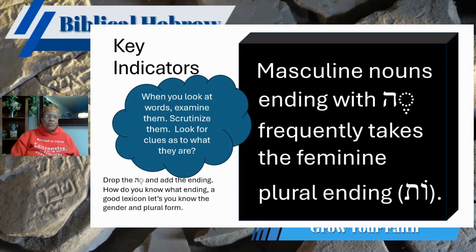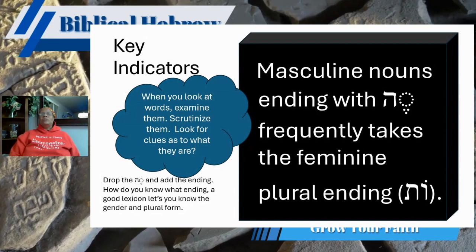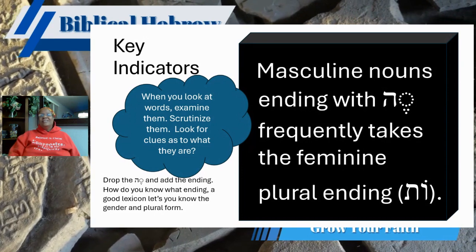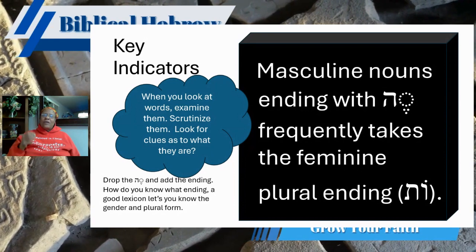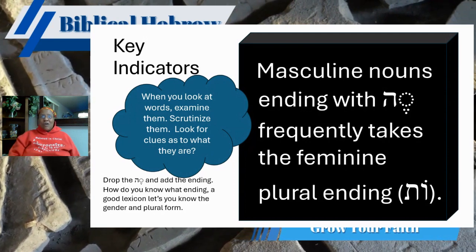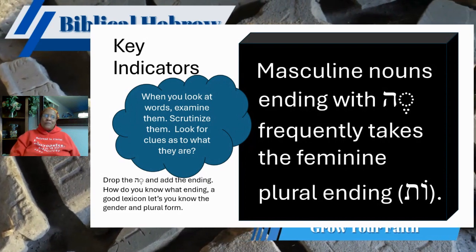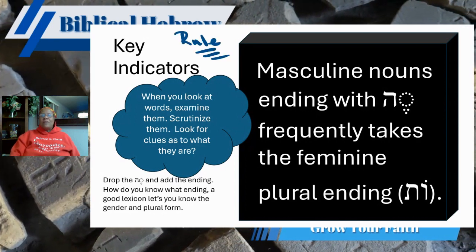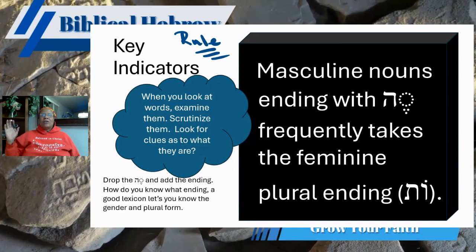All right. So as we're studying this, don't get this confused. When you look at words, examine them, scrutinize them, look for clues to what they are. Masculine nouns ending with the segol hey frequently take the feminine plural ending, with ot. There's always exceptions to rules, but just know that that's a rule. So go ahead and know this rule. And then what you're going to do is drop the segol hey and add the ending. That's all you're going to do.